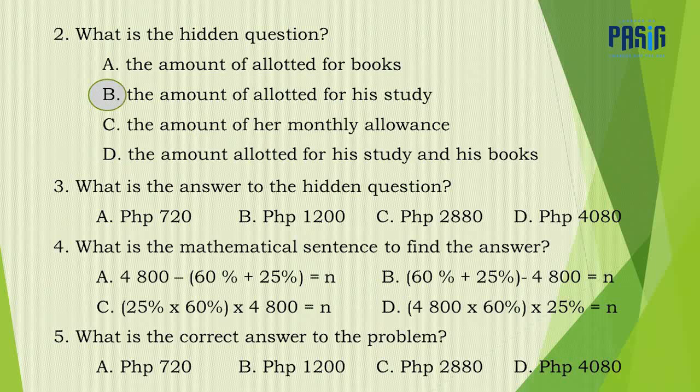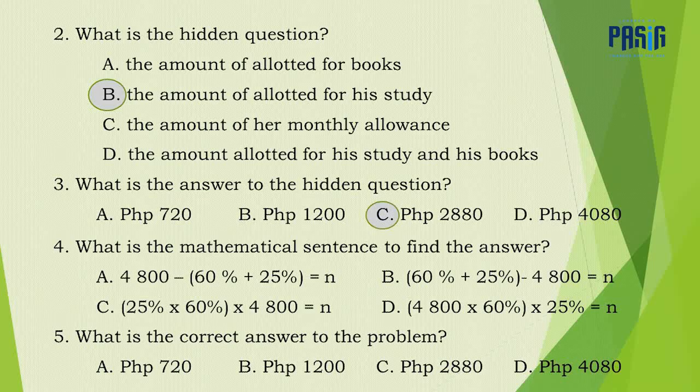Number 3. What is the answer to the hidden question? A. 720 pesos. B. 1,200 pesos. C. 2,880 pesos. Or D. 4,080 pesos. If your answer is letter C, you are correct.